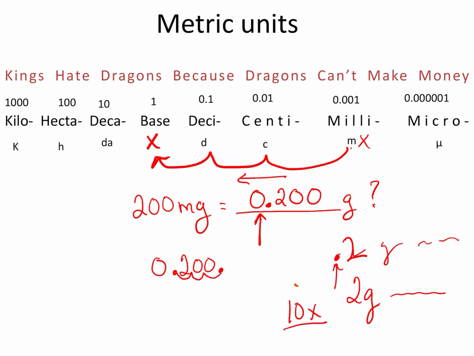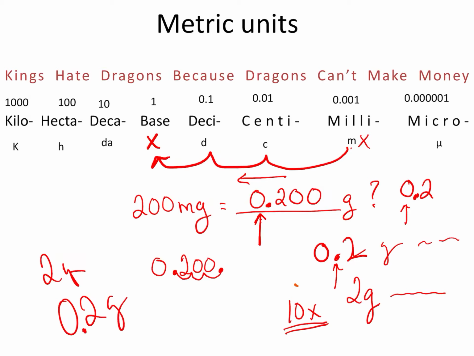That 10 times difference can kill someone, right? If you have 10 times more medicine or 10 times less medicine, it can really do some harm. So you always want to put a zero in front of your decimal point just to make sure, hey, there is a decimal point there, and this zero tells you to look out for that. Because if they're going to write 2 grams, no one writes ".2 grams", right? The decimal point goes there.